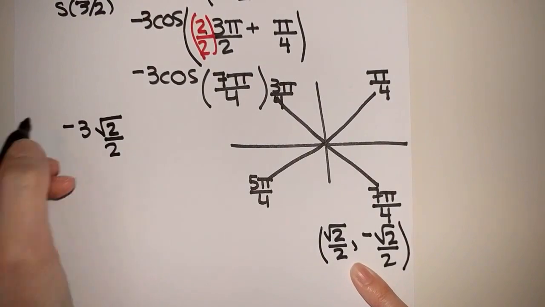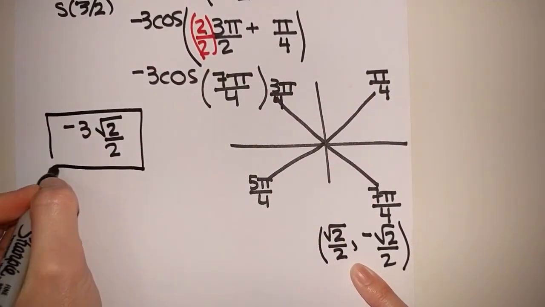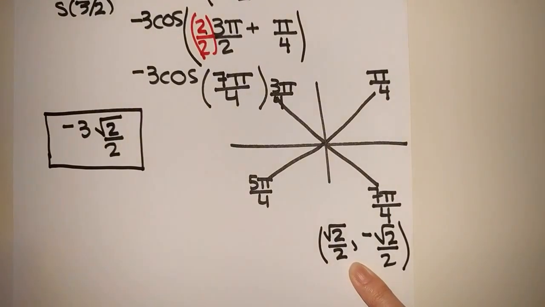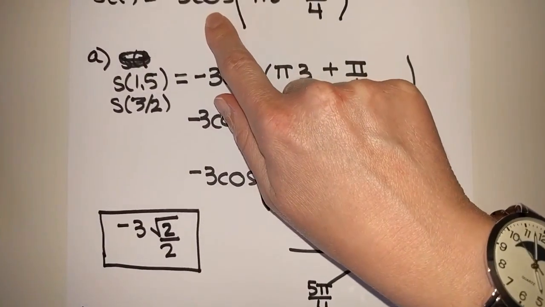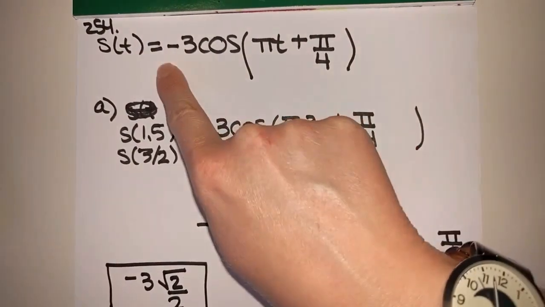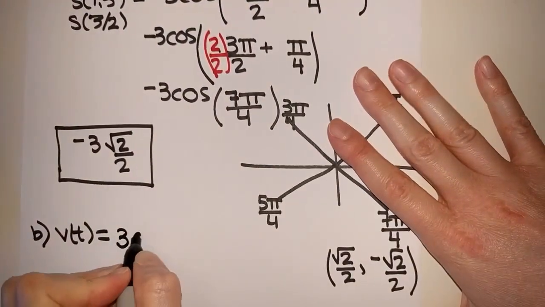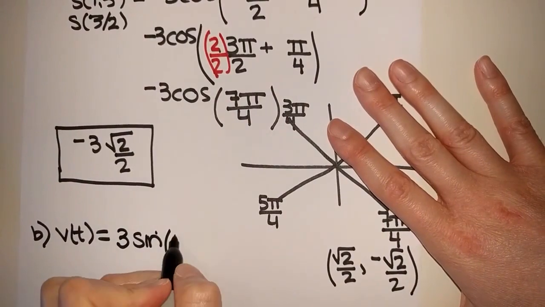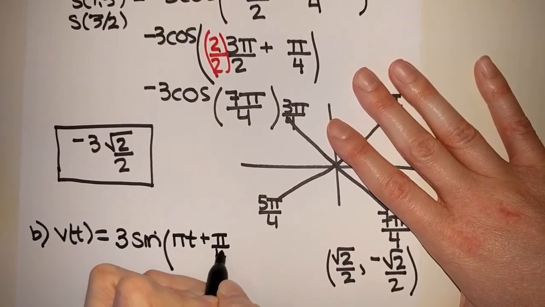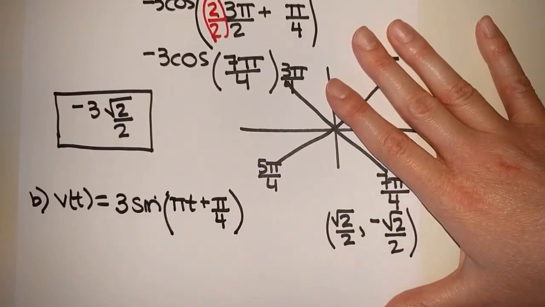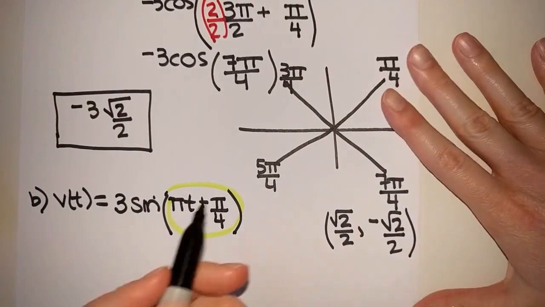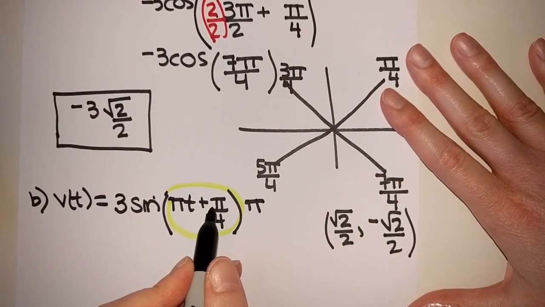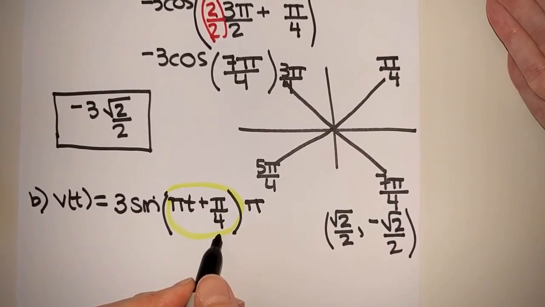So our position of the spring would be -3 square root of 2 over 2. Now, in part B, when they ask us for the velocity function, we would take our derivative. Notice that the derivative of cosine is a negative. So we would have a negative times a negative, which gives us a +3 sine of the argument pi t plus pi over 4. Then by our chain rule, we have to multiply by the derivative of the inside. The derivative of pi t would just be pi, and the derivative of the standalone constant pi over 4 goes to 0.